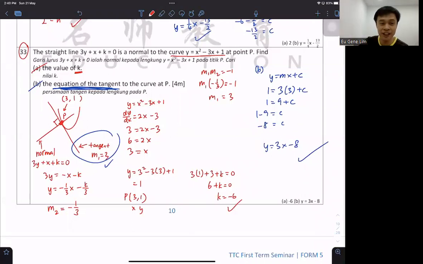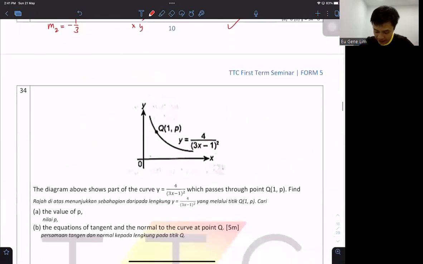Okay, so that's the tangent normal topic. Now we have to go to another topic already, the last topic for today. The maximum and minimum.